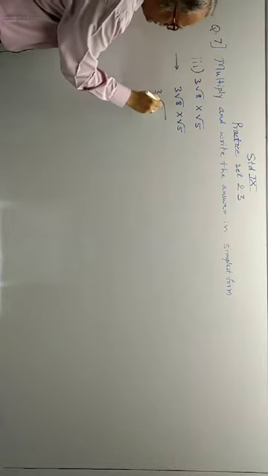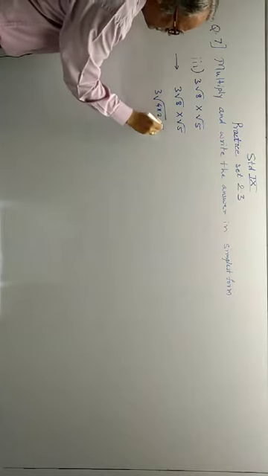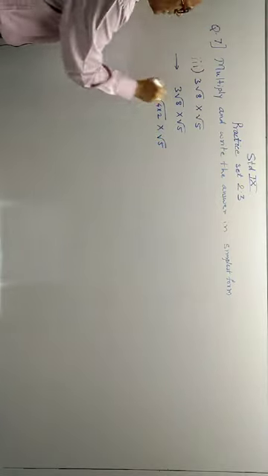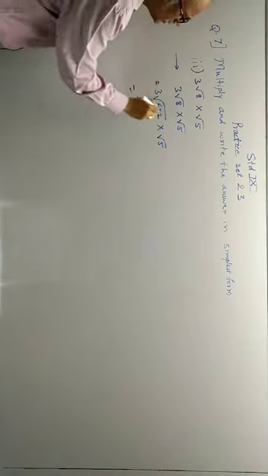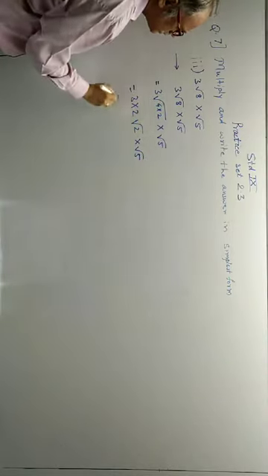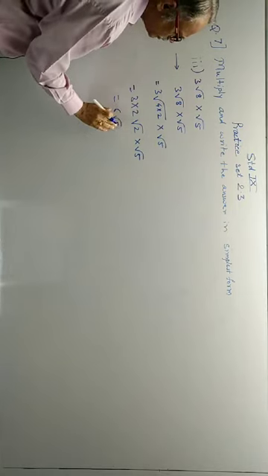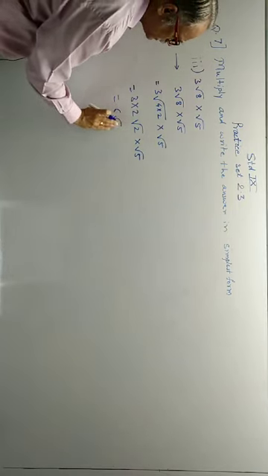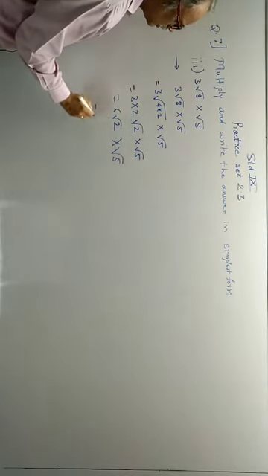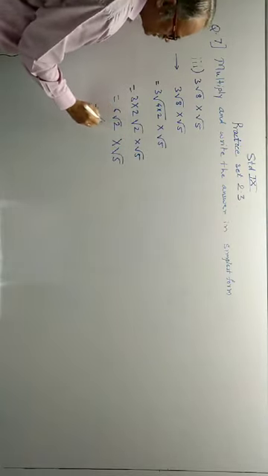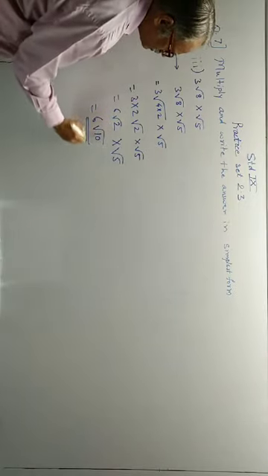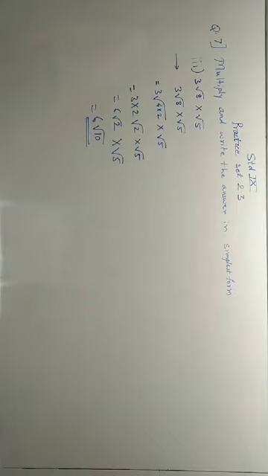3 root 8. Root 8 is 4 times 2, and 4 is a perfect square, so we take 4 out as 2, and the 2 remains as it is. Then it is 6 root 2 into root 5. Now 6 remains as it is, and root 2 and root 5 product becomes root 10. Root 10 is 5 times 2, and there is no perfect square, so that is the answer.